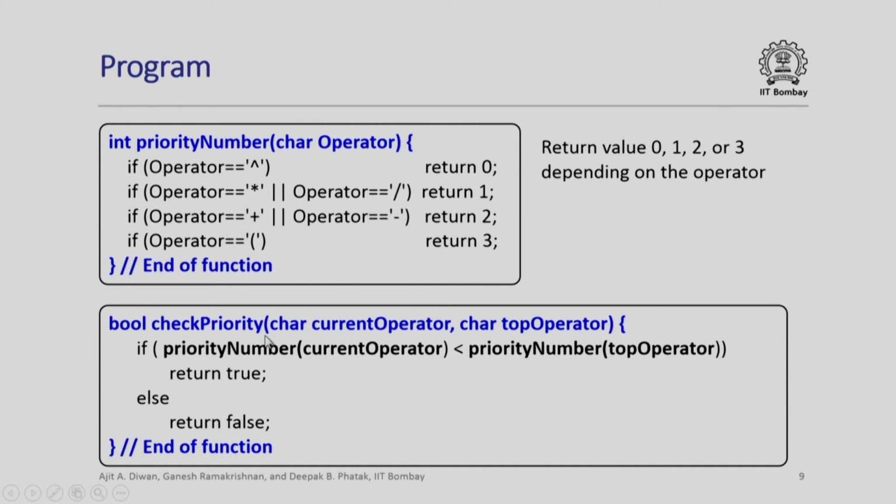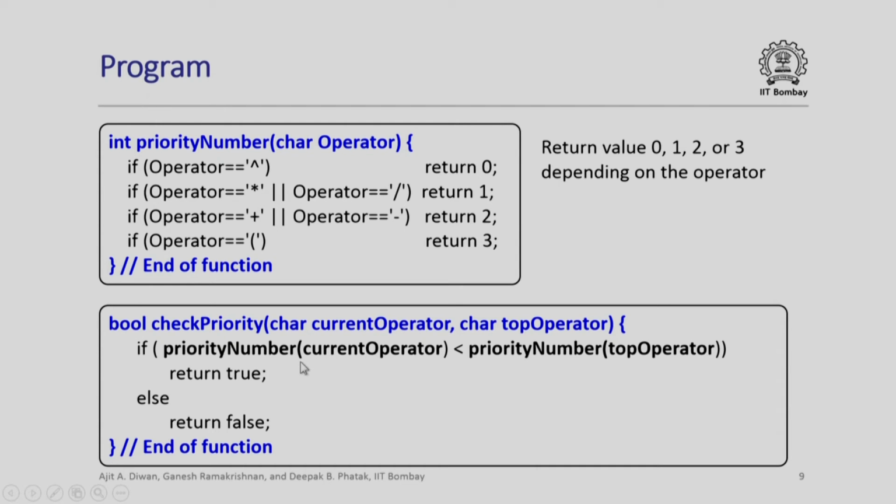We also need to check the priority when we are actually implementing the infix to postfix conversion. This will require looking at the current operator and looking at the operator which is already on top of the stack. So, it has two parameters. All that it does is calculate the priority number for the current operator and calculate the priority number for the top operator.